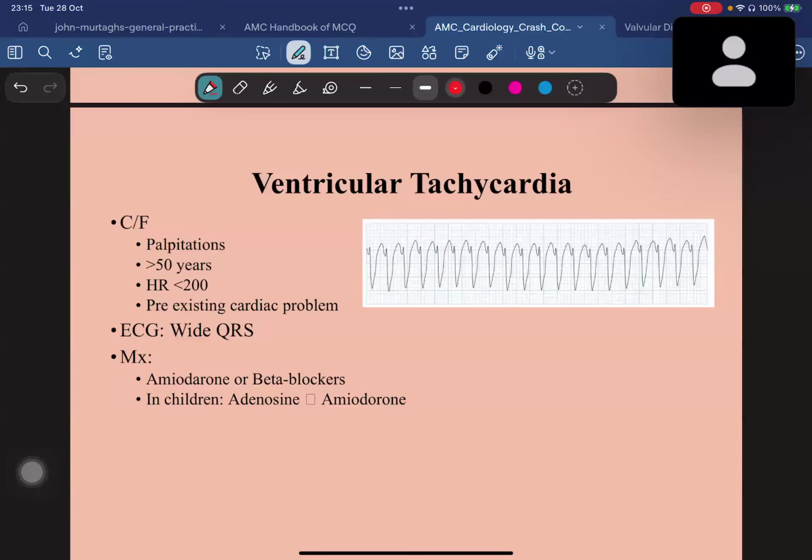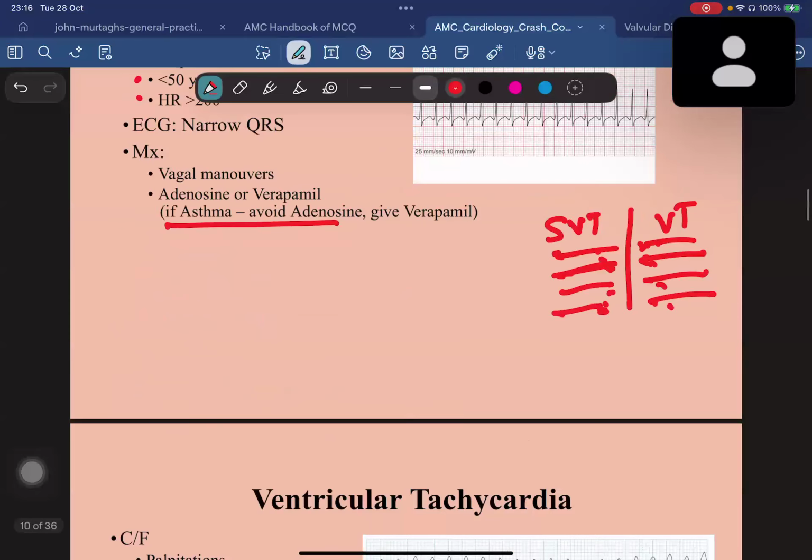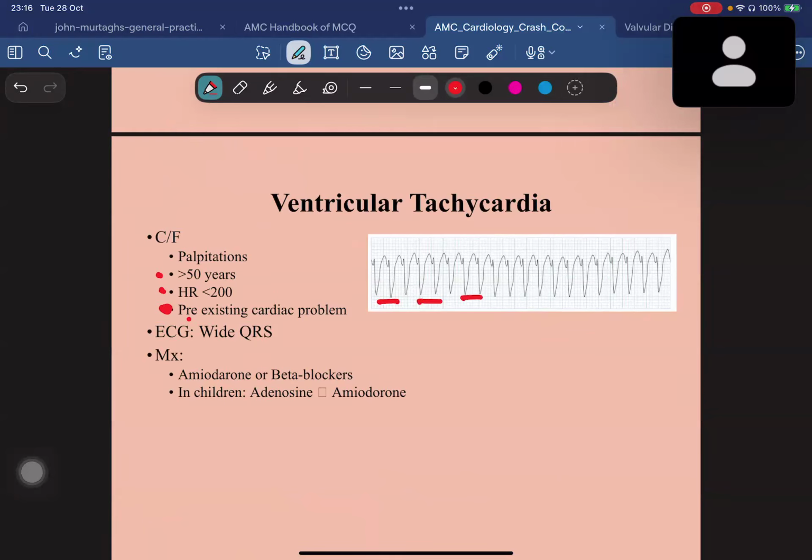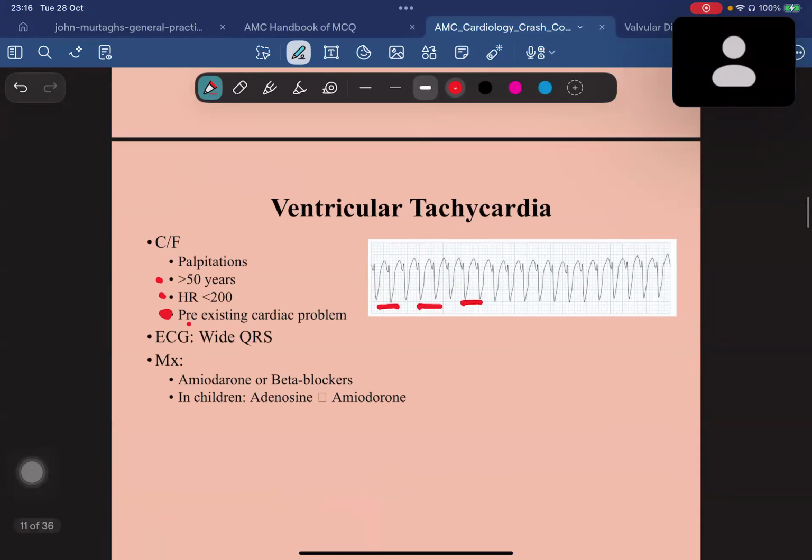So this is again ventricular tachycardia. Like I said, opposite from that, these 2 points. That's how I remembered. This is more common in older patients, more than 50 years old, and in this the HR could be less than 200, and patients could also have a pre-existing cardiac problem. And just look at the ECG; it's very wide compared to this. When you compare this with this, it has very wide QRS complexes. So in this, for management, you would give amiodarone or beta blockers.